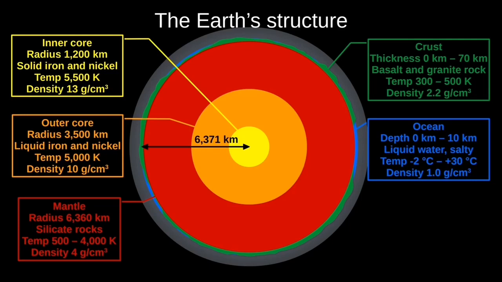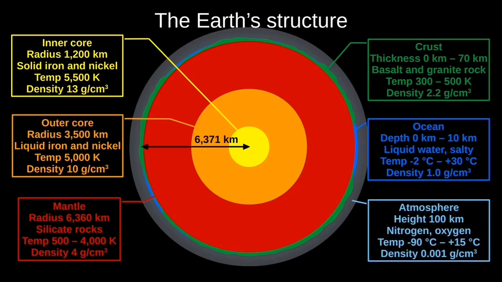About 70% of the crust is covered by ocean, up to 10 kilometres deep and made of salt water. In degrees Celsius this time, temperatures range from -2 to +30 degrees Celsius. Remember, you can convert degrees Celsius to Kelvin by adding 273. And above all of that is the atmosphere, made mostly of nitrogen and oxygen gas.